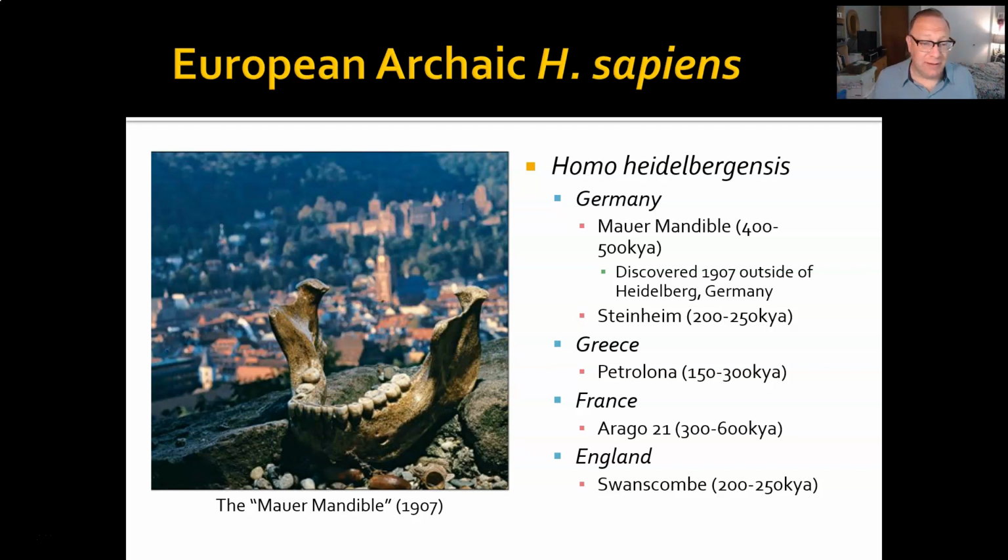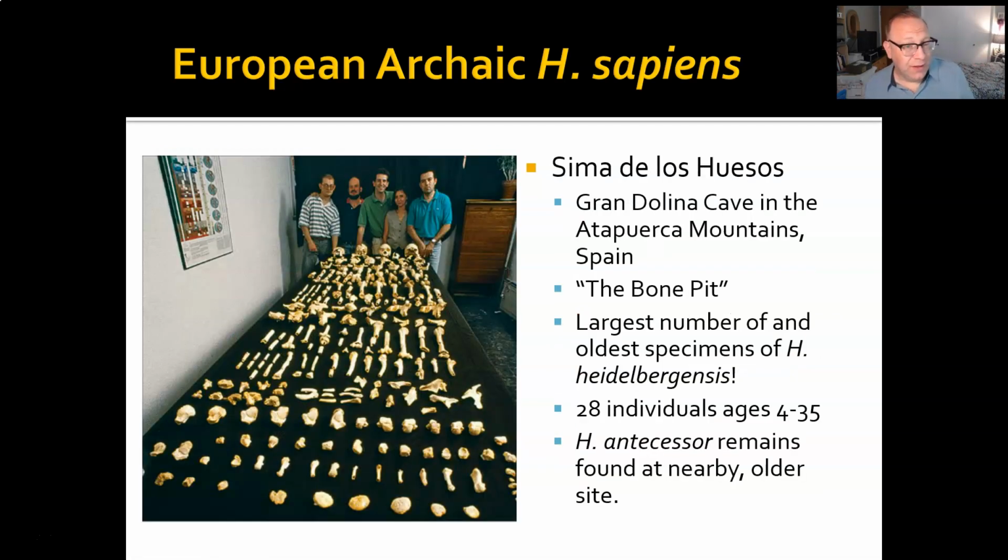In addition, though, there have been sites in Petralona, in Arago, and in Swanscombe in England. Probably the most important site for Archaic Homo sapiens in Europe, and possibly in the world at this point, just because of the sheer volume of fossils that we find there, is the Sima de los Huesos in the Gran Dolina cave systems in Atapuerca in Spain. Literally means the bone pit, Sima de los Huesos.